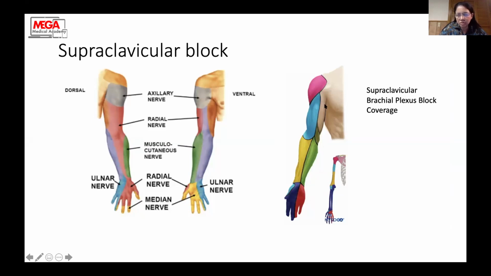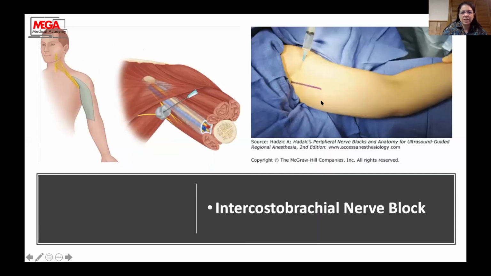So if you want to do surgery here, you make sure that you make another nerve coverage, which is the intercostobrachial nerve here. And this is how you do the intercostobrachial nerve. It's actually a subcutaneous nerve, so you don't have to do sophisticated techniques here in the midline, and you have to inject medications in a ring-like manner above and below this line.